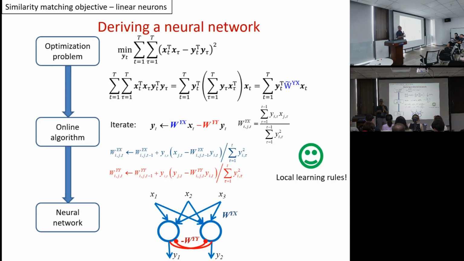So this is the way to do the dimensionality reduction now, where we just store the sufficient statistic, which is just the input-output covariance and output-output covariance. And the beauty, again, is that the learning rules are completely local and therefore can be implemented biologically.